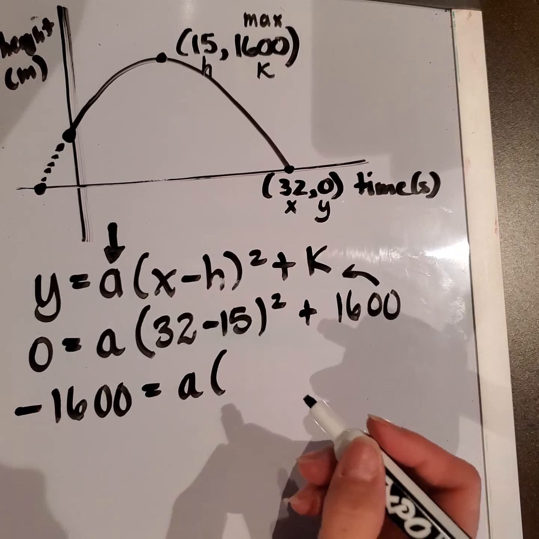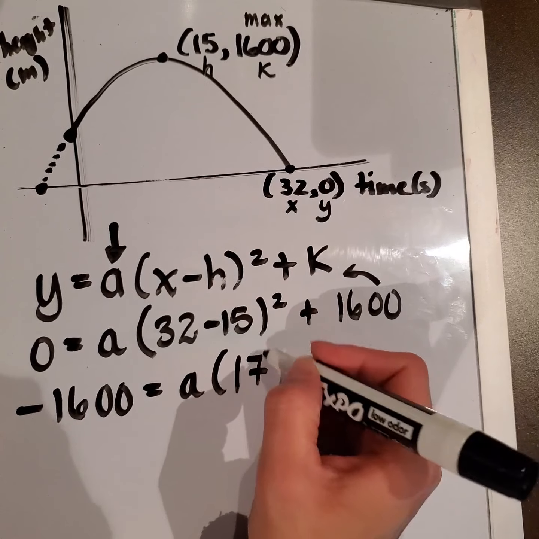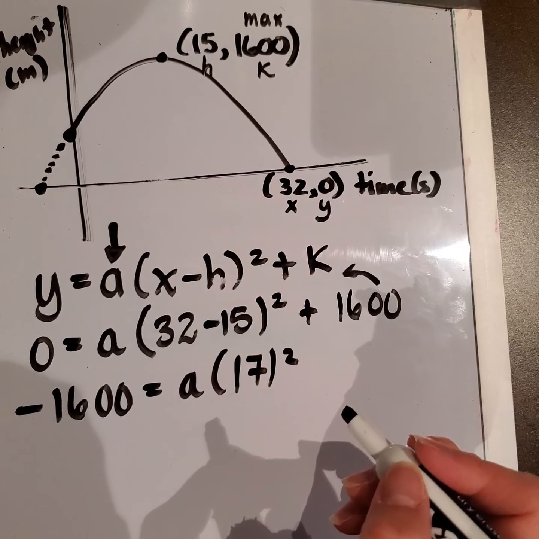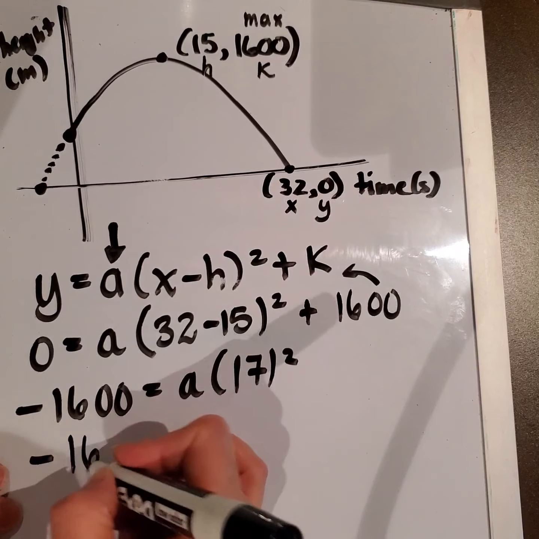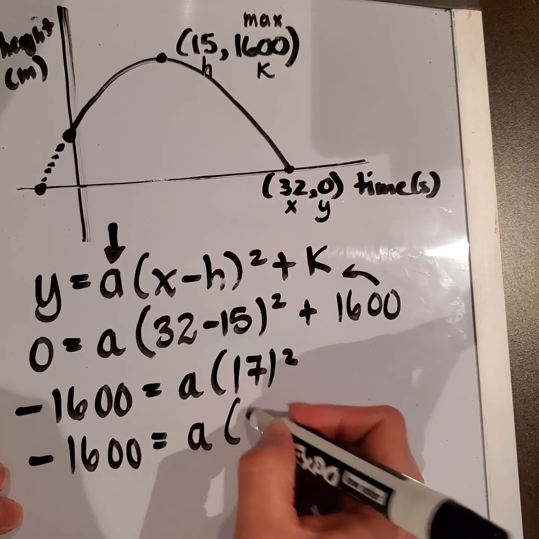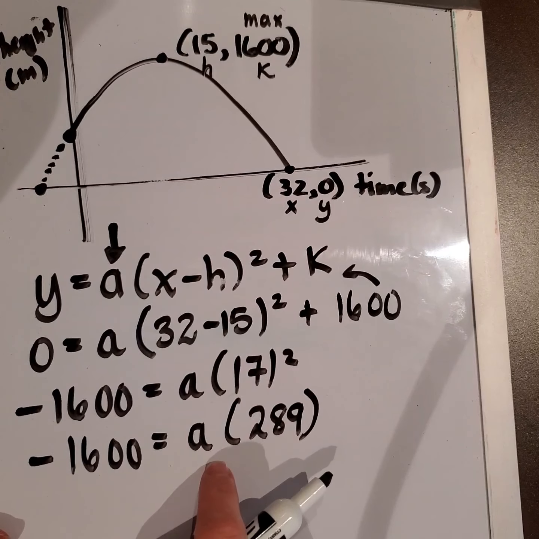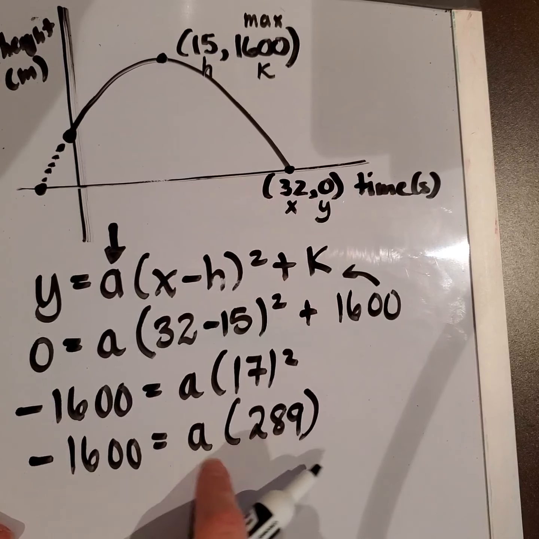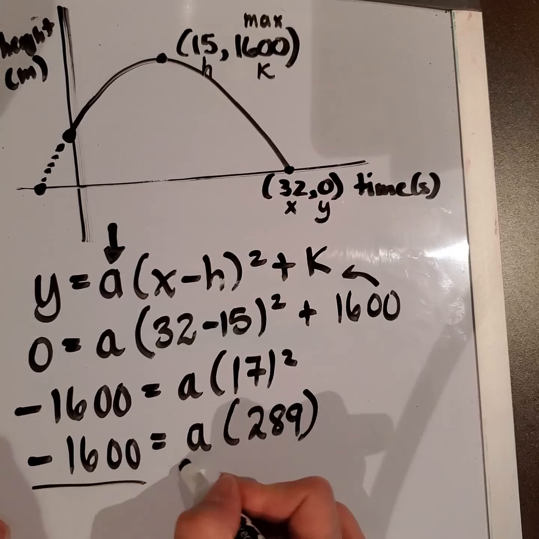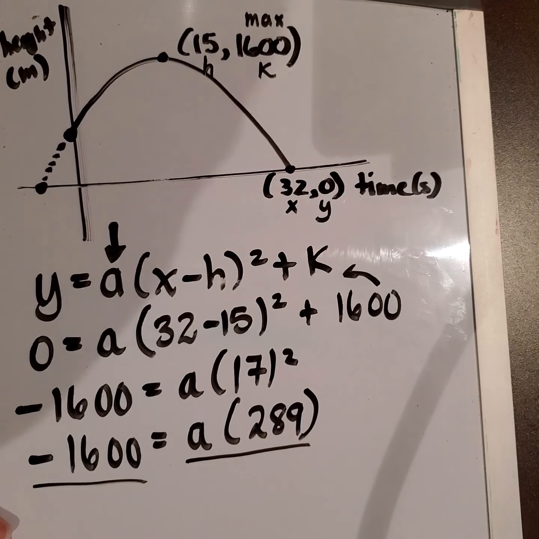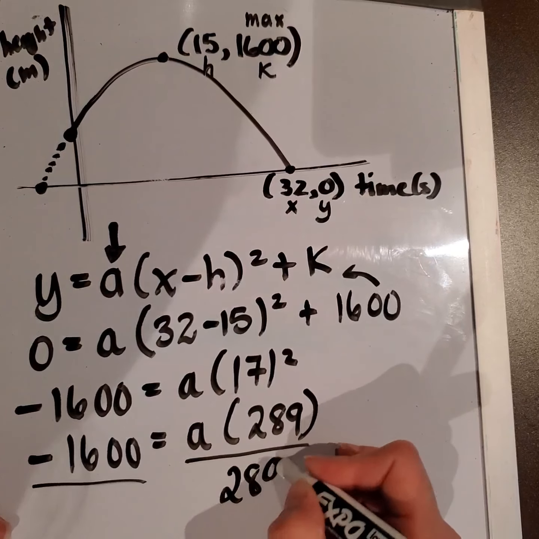Okay, 32 minus 15, I believe, is 17 squared. Okay. So negative 1,600 is equal to A times 289. Again, times, very commonly made mistake. Kids try to subtract this from both sides. These are being multiplied and the opposite of multiplication is division. It's been a long day.